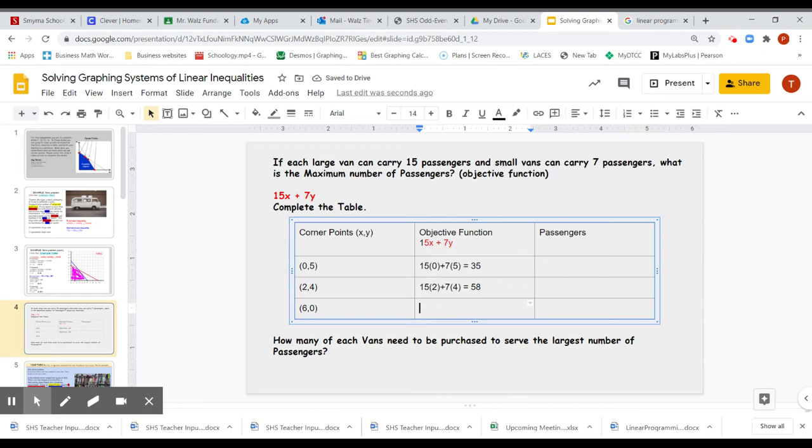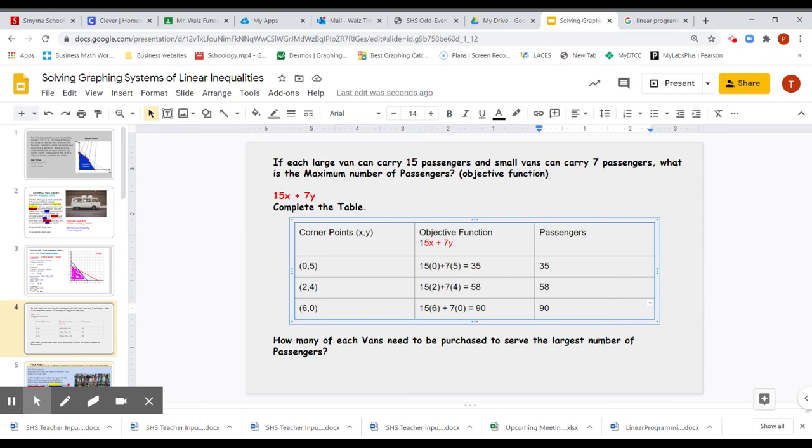Last equation, I'm going to plug a 6 in for the x, and a 0 in for the y. We do 6 times 15. Well, 6 times 10 is 60. 6 times 5 is 30. So you put them together, you get 90. Technically, my answer should be over here: 35, 58, 90. So complete the table.